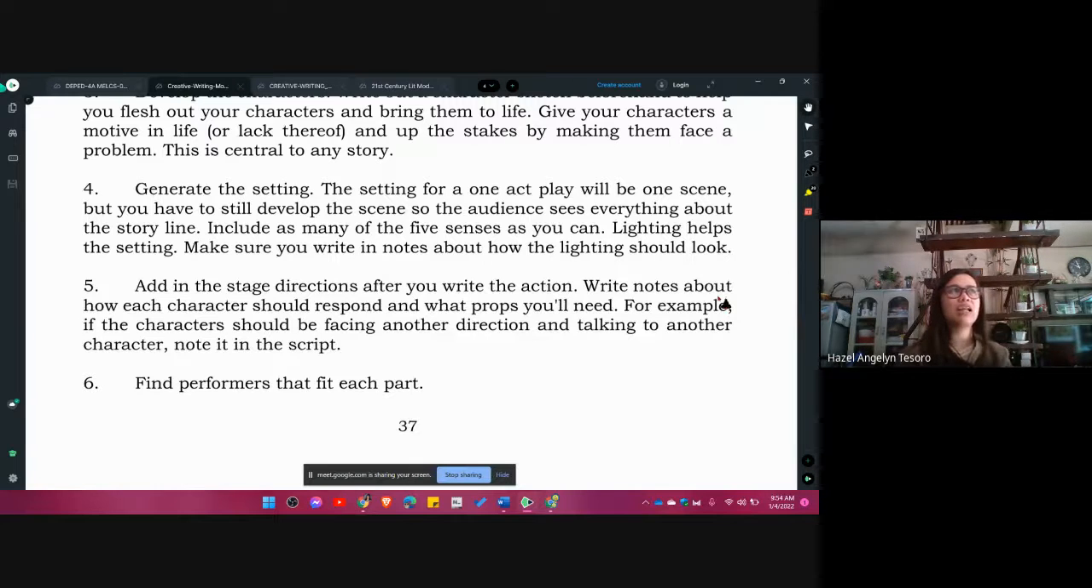So you only technically have one place to have your story told, and now it's up to you whether you're going to use backdrops or projected scenes, or ano nga tawag doon, yung may hologram, ano, you can just write it out in your plan. But here, lighting helps the setting. Make sure you write in notes about how the lighting should look.